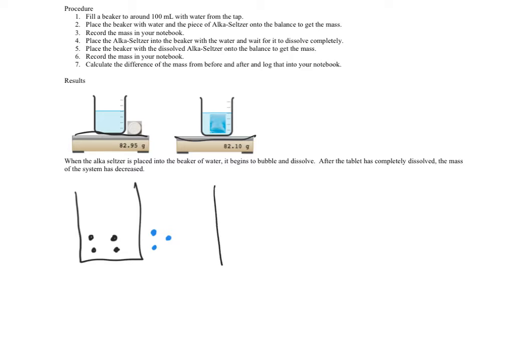And based on this observation, we really have no idea what it is that's leaving, but what we do know is that something has left. So we'll just represent it like this, where we've got 1 particle of the Alka-Seltzer that's leaving and 1 particle of the water that's leaving inside of those bubbles. Okay, and so particle diagrams are a way that we can really represent mass.